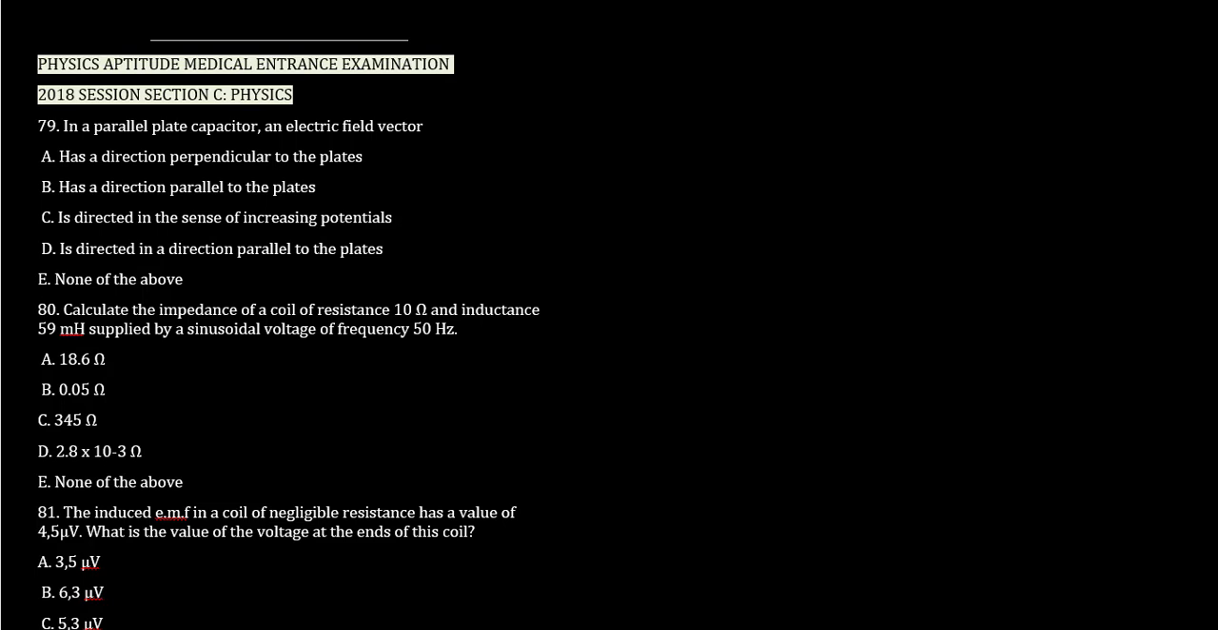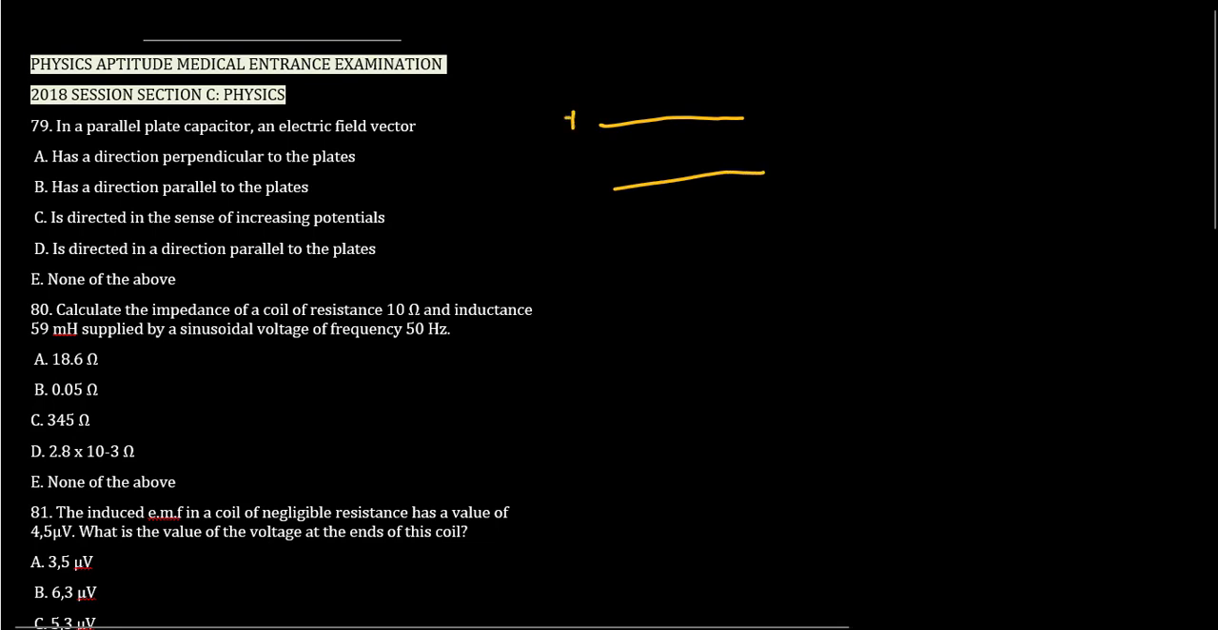Question number 79. In a parallel plate capacitor, an electric field vector: A, has a direction perpendicular to the plate; B, has a direction parallel to the plate; C, has the sense of increasing potential; D, is directed parallel to the plate; E, none of the above. So if you have the plates of a capacitor, this is a positive terminal, that's a negative terminal, so the direction of the field line is always perpendicular to the plate. So correct option A.